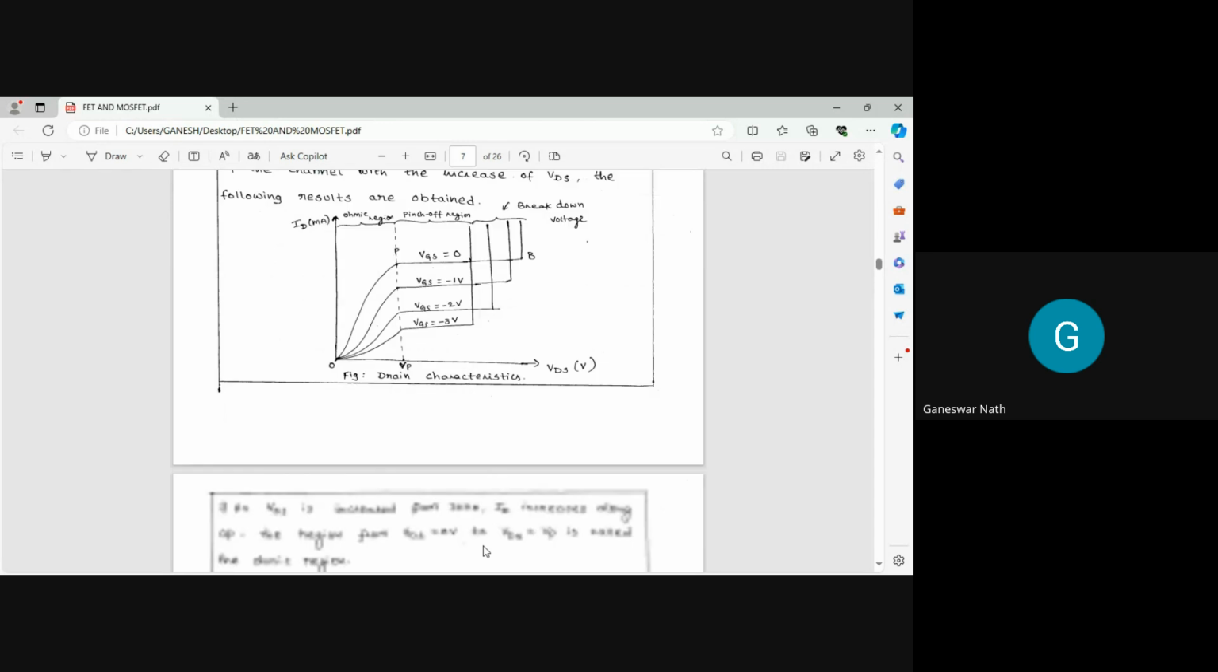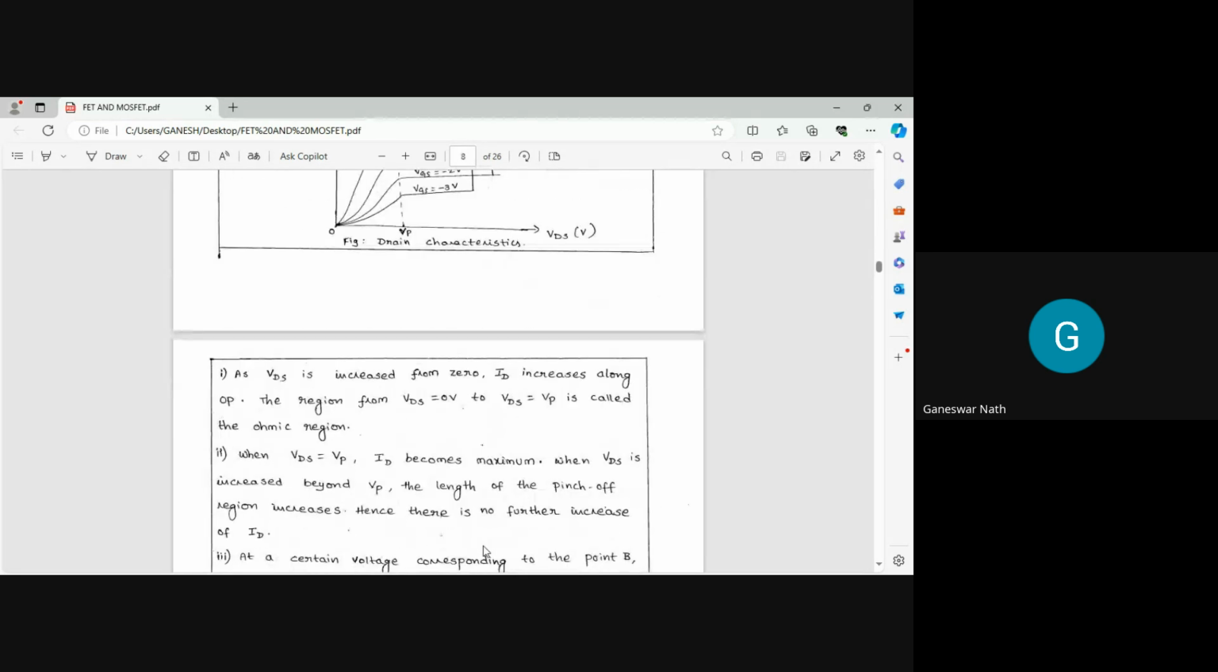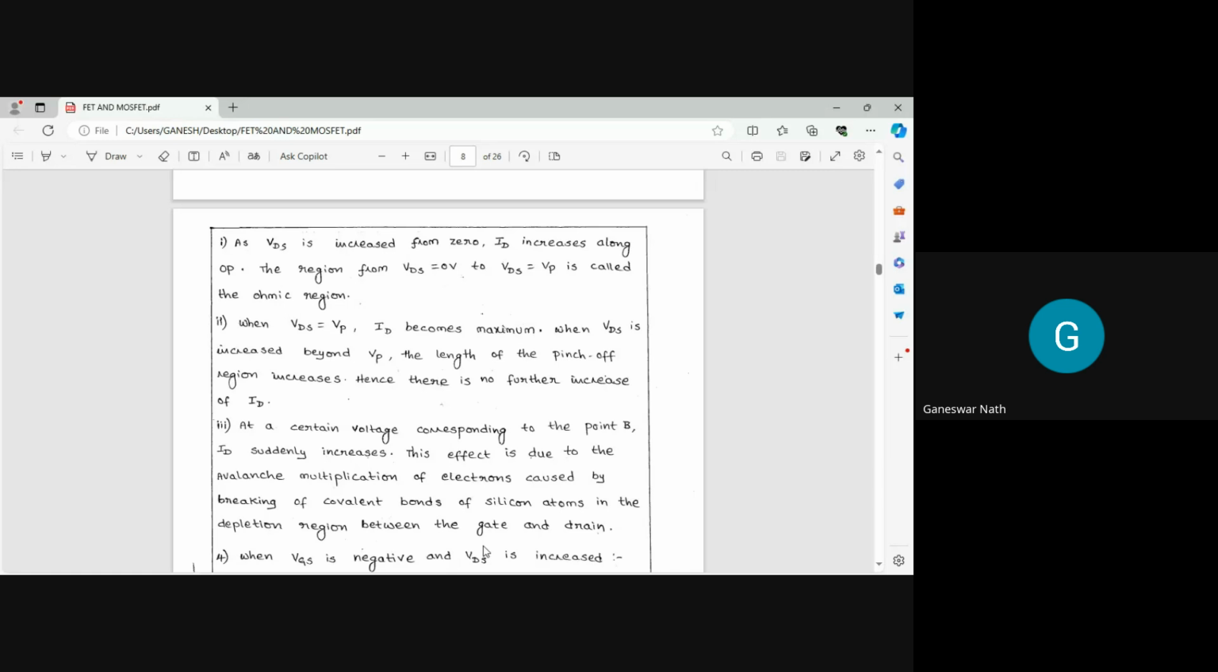Okay. Now, as VDS simply increases from 0, ID increases along the part OP. So the region from VDS equal to 0 V to VDS equal to VP is called the ohmic region. When VDS is equal to VP, you can find ID becomes maximum.